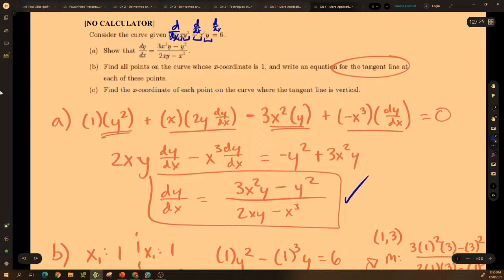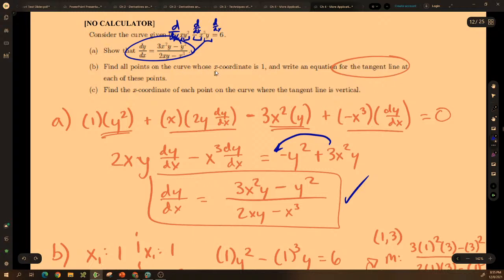You could even put a check mark because you're checking that it is the same as that. Right? You want it in the same order too. Like here I had negative y squared first, so I just moved this first because that way it would match with what they wrote.